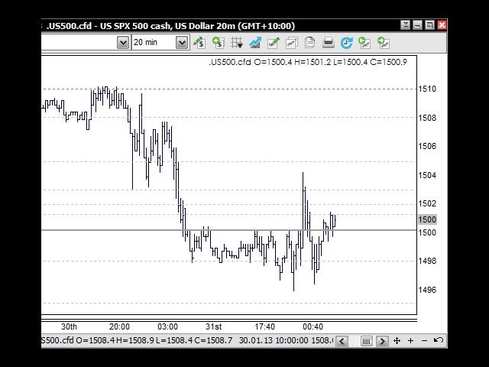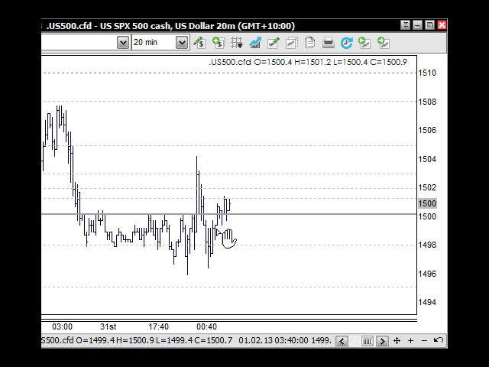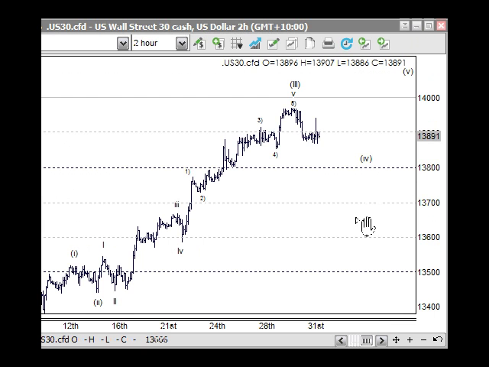Once that's completed, then we'll see a move down into the C wave here. Depending on how far the B wave goes up will depend on how far the C wave goes down. If the B wave doesn't go up very much, then we can expect the C wave to go down lower. If this goes higher here, then we know that the B wave is strong, so the C wave will probably test the 1500 as support. This is the same for the Dow Jones as well.